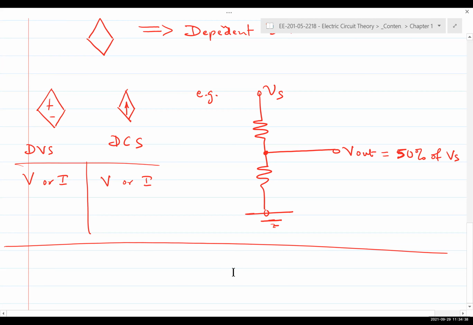V out is variable in the larger picture, but take the example of the laptop adapter. Vs would remain at 19 volts. That's not going to change. So if we design V out to give out 5 volts based on that fraction, then V out would remain at 5 volts. It's not going to change.